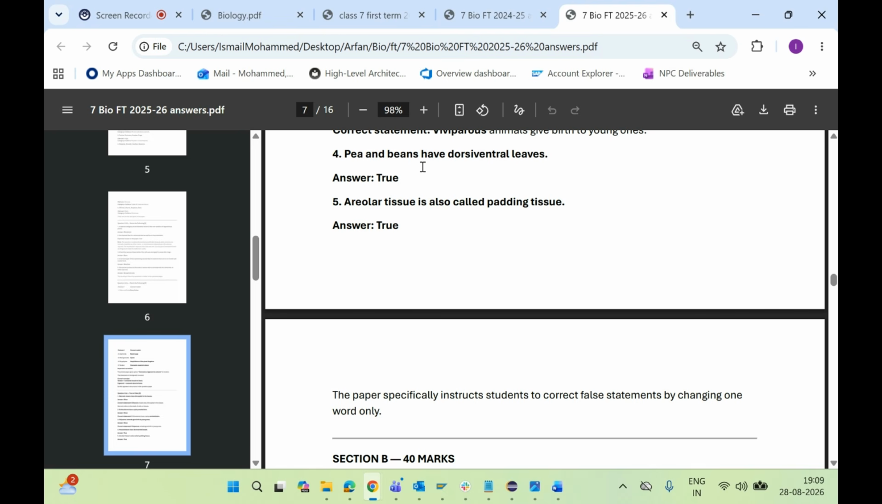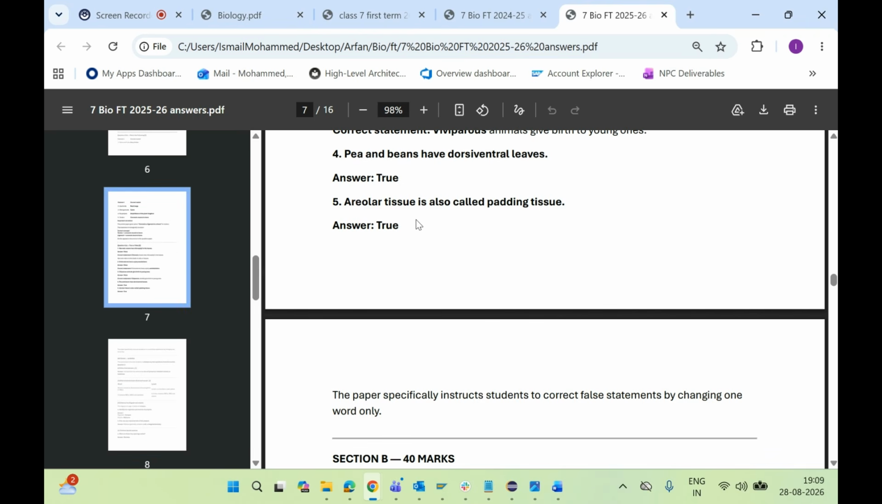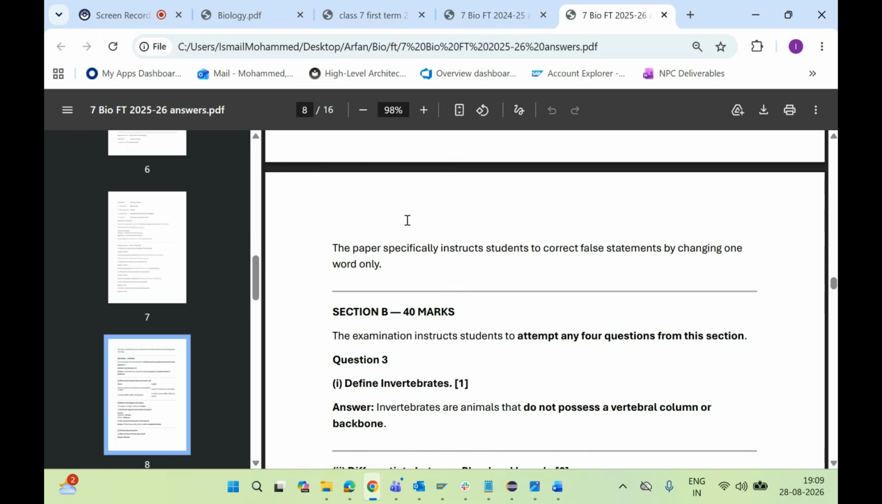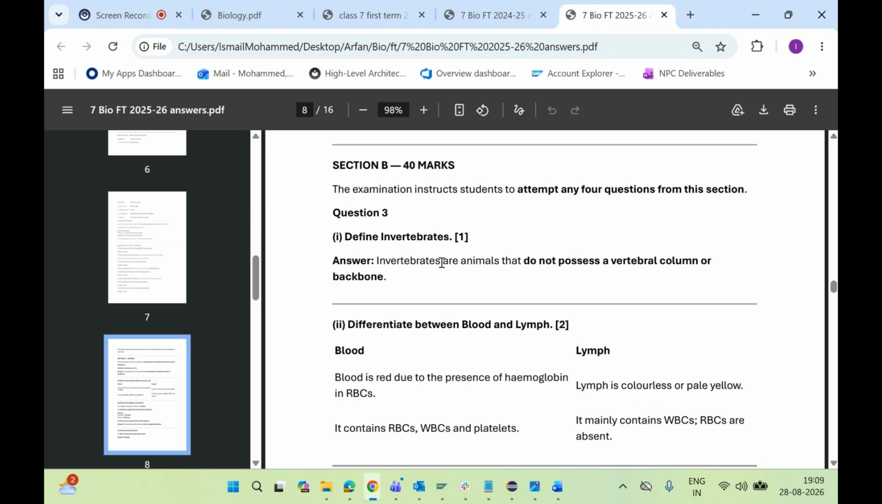Okay. Pea and beans have dorsiventral leaves. That is true. And areolar tissue is called padding tissue. So you have four kinds of tissues: areolar, adipose, tendons, and ligaments. I think areolar is packing, and adipose is the padding tissue. So this is false. Areolar is packing, and adipose is the padding tissue.